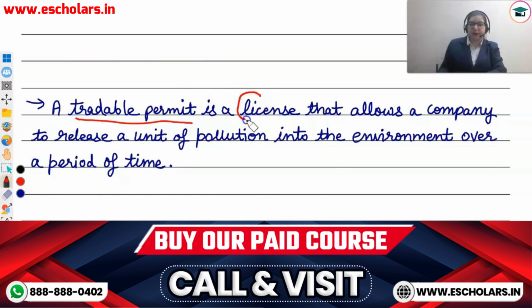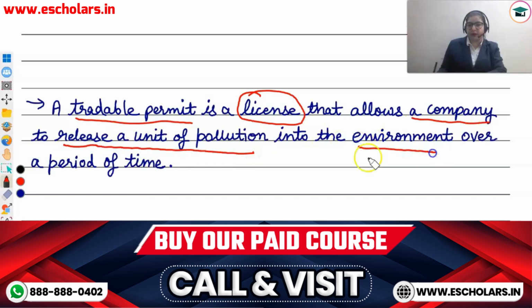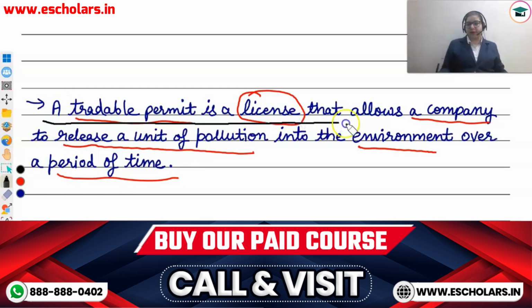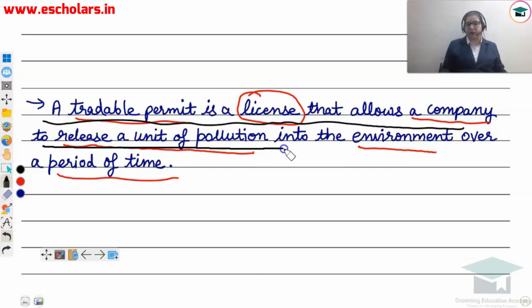A tradable permit is basically a license that permits a company to release or discharge a unit of pollution into the environment over a period of time. So let's recall it. A tradable permit is a license, that is a written permission, that allows a company to release a unit of pollution into the environment over a period of time. So this license is related to a period of time.